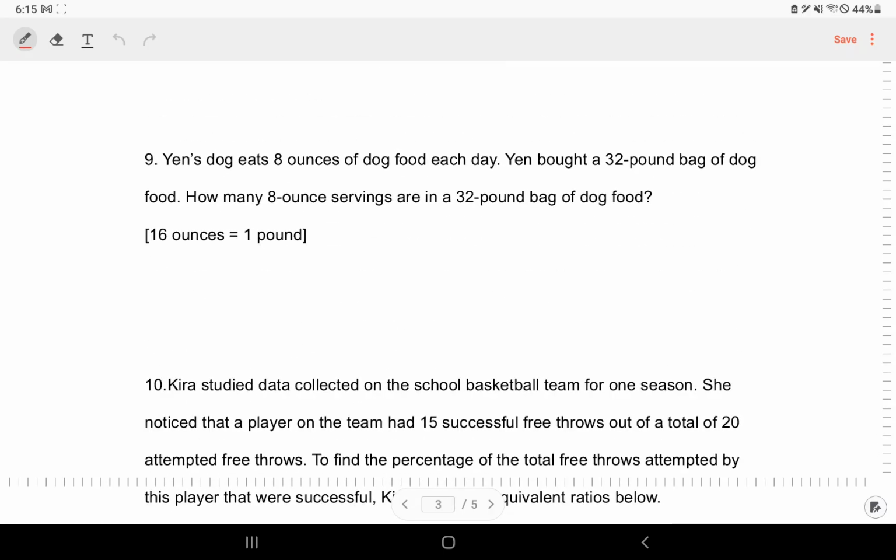So Yen's dog eats 8 ounces of dog food each day. Yen bought a 32-ounce bag of dog food. How many 8-ounce servings are there in a 32-ounce bag of dog food? Now, there's 2 different approaches to this. One approach is, since there's 16 ounces in 1 pound, to do 32 times 16.